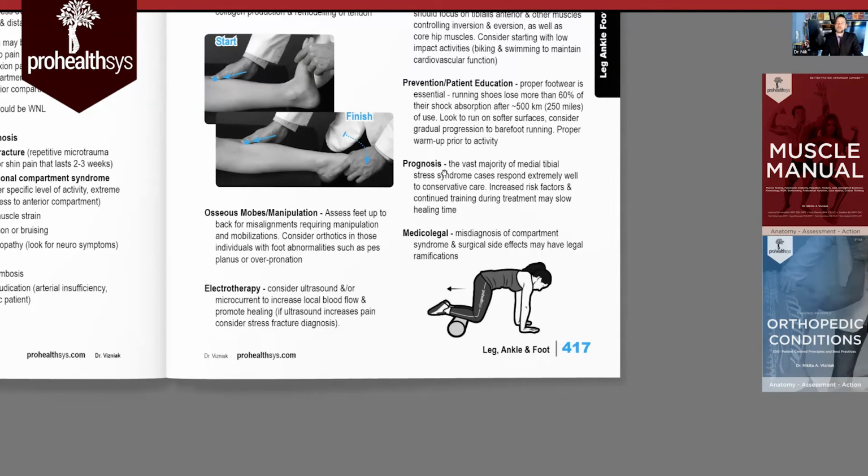Prognosis varies depending on the actual condition, but a stress syndrome responds extremely well to conservative care. Really, it's rest that does most of the benefit, and that's supporting the body's natural healing abilities here. Medical legal, misdiagnosis of a compartment syndrome and the surgical effects may have medical legal ramifications. You definitely want to have the correct diagnosis. Do not just say shin splints.